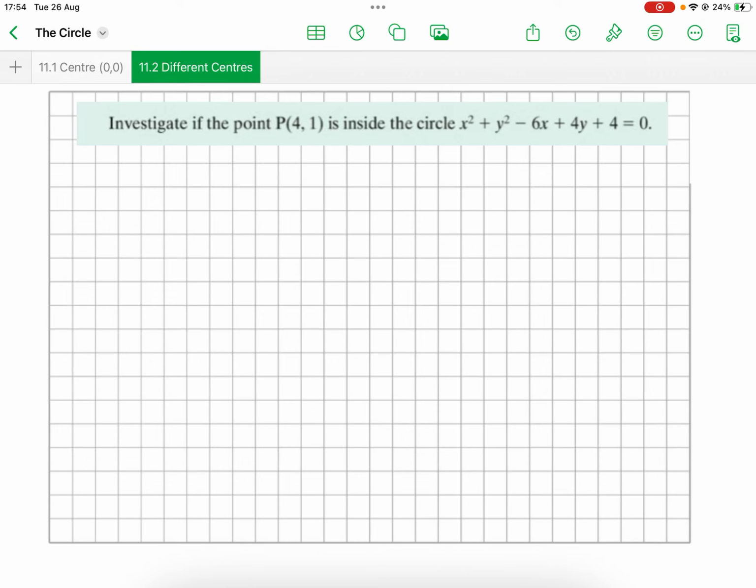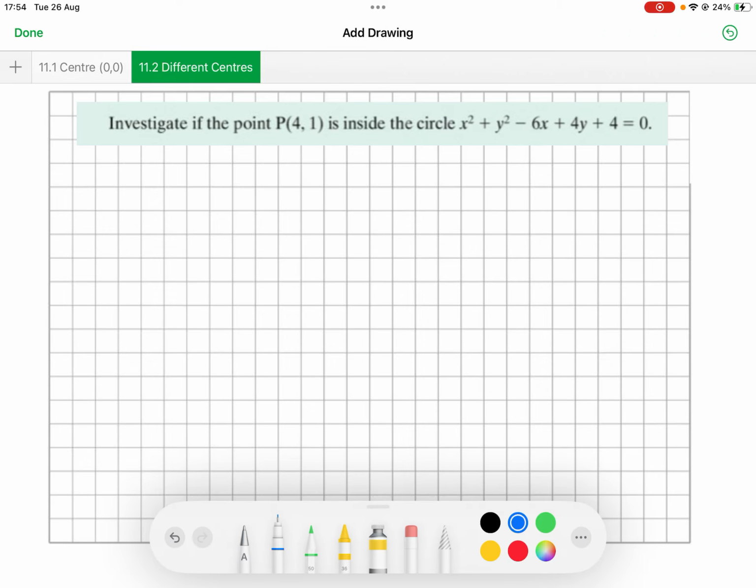So I want to investigate if a point is on, inside or outside of the circle. So if I have this lovely circle, this is my centre and this is my radius. If you can visualise it, sometimes drawing a diagram is the best thing to help you visualise. So if I have a point that's outside the circle, then the distance from the centre to that point has to be greater than whatever the radius is.